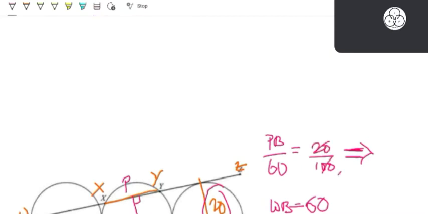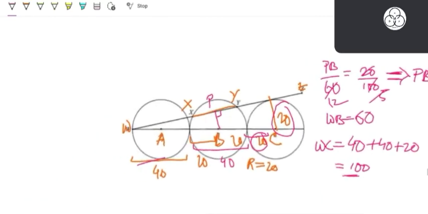This is 5. 5 over 60, 12. You will get PB equals to 12, right? We will get PB equals to 12. Now I have the length of PB.